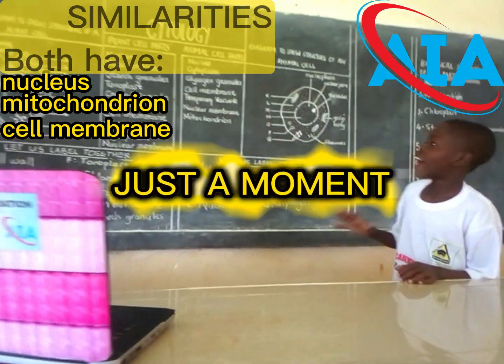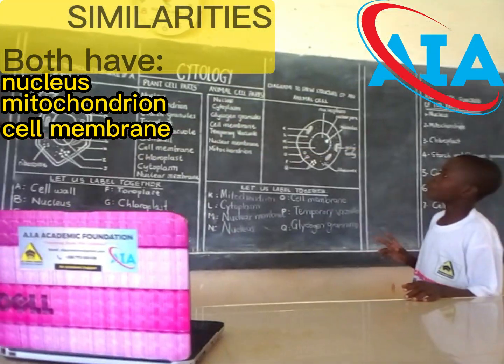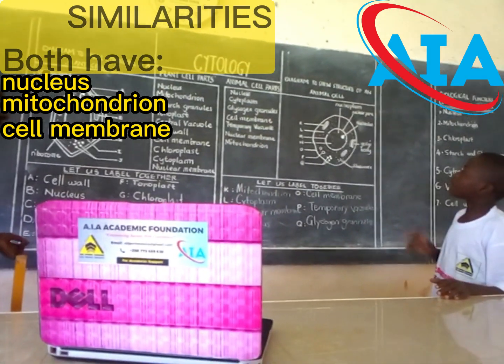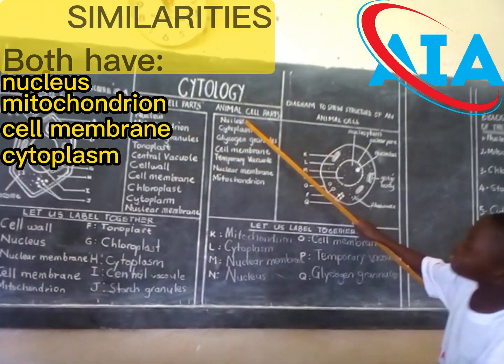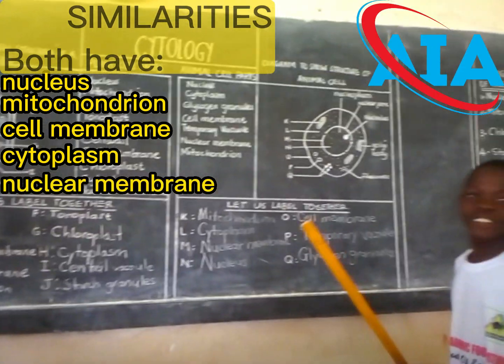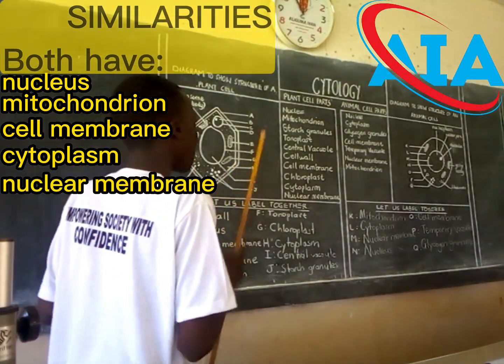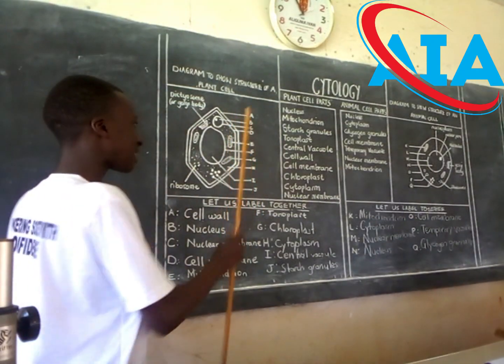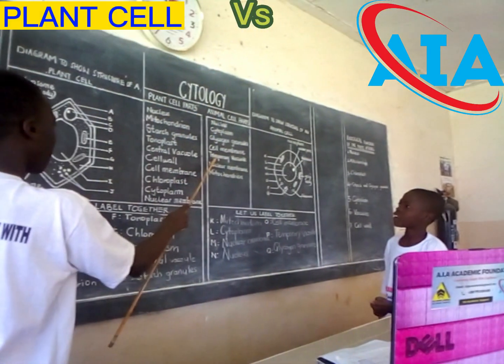Wait, Mark, I have discovered two more similar parts, the cytoplasm and the nuclear membrane. Thank you for the reminder. We also have different parts that are here that are not here.